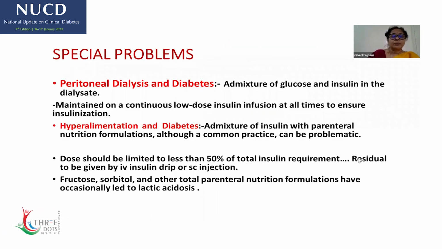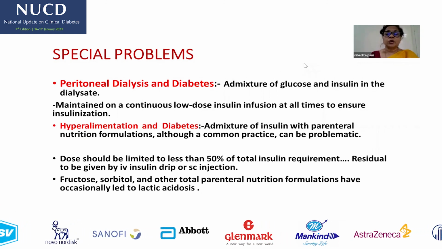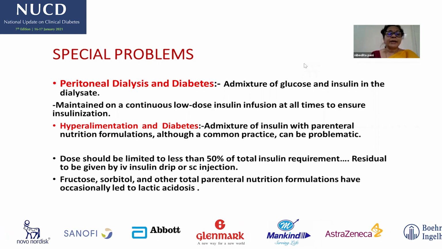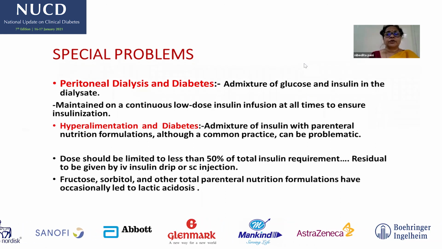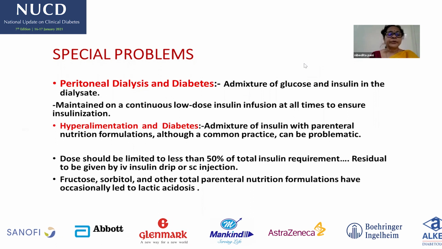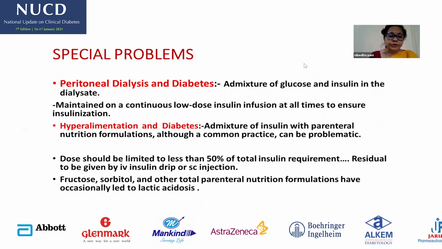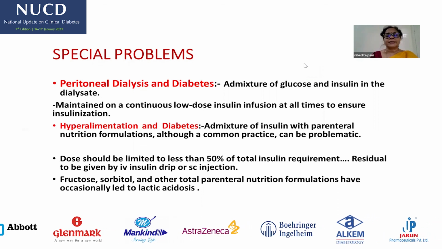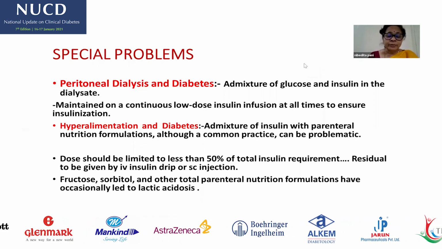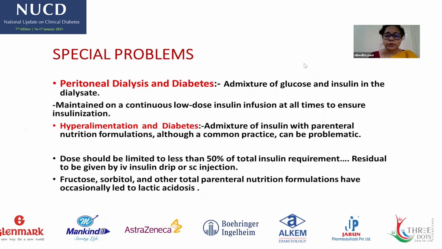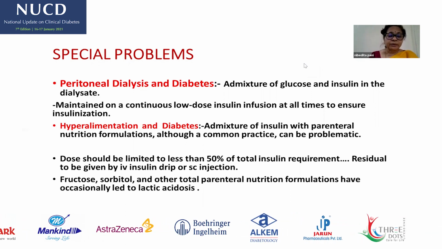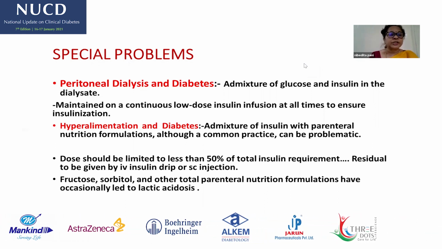What is the special problem we come across? If the ICU patient goes for dialysis, in the peritoneal dialysis diabetes patient, admix glucose and insulin in the dialysate. Maintain a continuous low-dose insulin infusion at all times to ensure insulinization. For hyperalimentation of the diabetic, admixture of the insulin with parenteral nutrition formulation, although a common practice, can be problematic. The dose would be limited to less than 50% of the total insulin requirement, the residual to be given by IV insulin drip or subcutaneous injection.